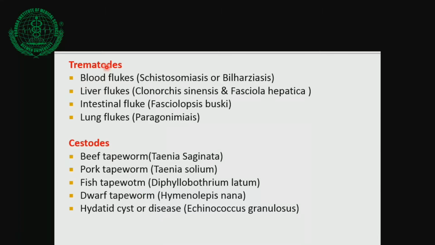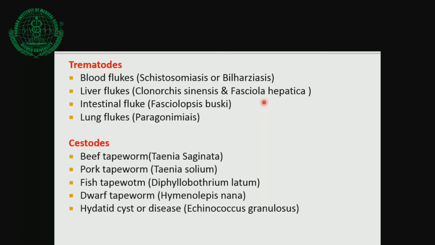Then the next is the trematode. Trematodes are also called flukes. There are various flukes. First is the blood fluke, also called schistosomiasis because of the species name. There are three species: Schistosoma mansoni, Schistosoma haematobium and Schistosoma japonicum, or it is also called bilharziasis. Then second is the liver fluke. There are two liver flukes: Clonorchis sinensis, the Chinese liver fluke, and Fasciola hepatica, the sheep liver fluke.